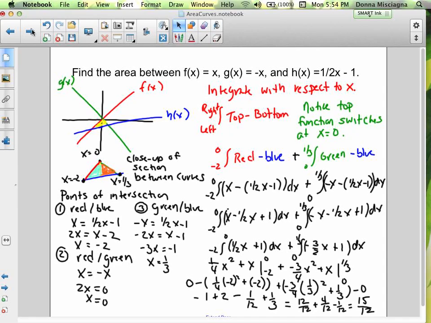All right, so if I plug in the 0, I get 0. 0 minus, I'll have 1/4 times -2 squared plus a -2, and then we'll plug in the 1/3, we'll have -3/4 times 1/3 squared plus 1/3, and if I plug in the 0, I'm going to get a 0. All right, so now I'm going to distribute the negative. So I have 4 times 1/4, and then multiplied by -1. I have -1, and then plus 2.